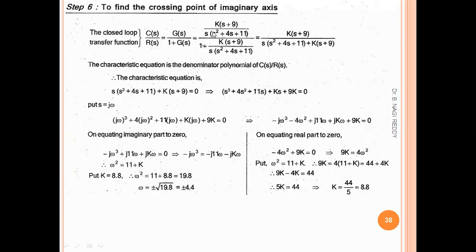So what should we do to calculate the crossing point? We simply substitute j omega in the place of s. So in this equation, wherever you see s, substitute j omega. After substituting and simplifying, we will get this type of equation. In this equation, we have imaginary terms and real terms. So what we do is equate all the imaginary terms to 0 to calculate the omega value. So by equating all the imaginary terms to 0, we will get omega square is 11 plus k.